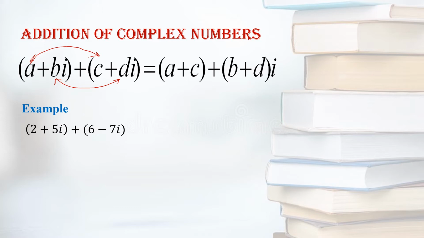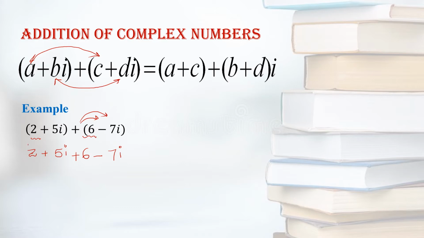And that's it. So for example, the question is 2 plus 5i, this is the first complex number, must be added with the 6 minus 7i. So first of all, what you can do, you can write the real numbers with the real numbers. But before that, open it with the positive sign. By distributive property, it means 2 plus 5i plus times 6, it will give you plus 6, and plus times minus will give you minus 7i.